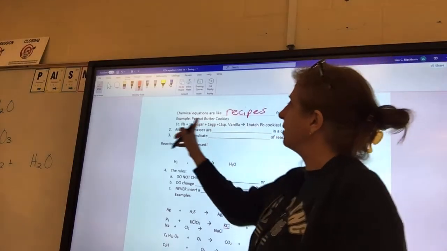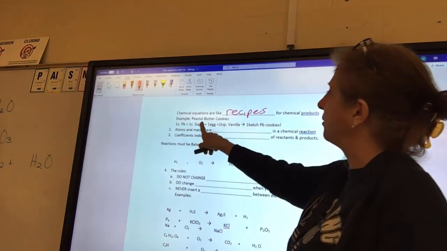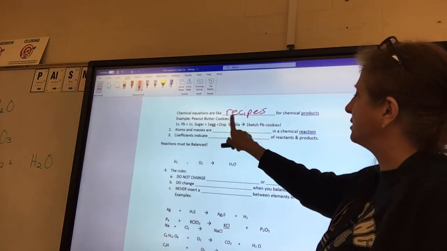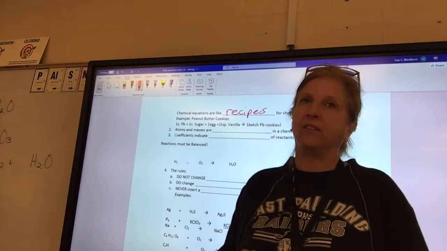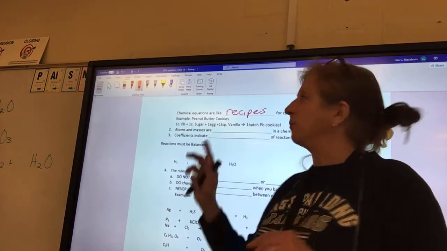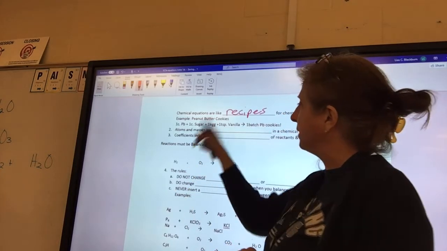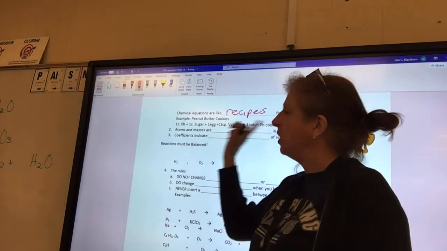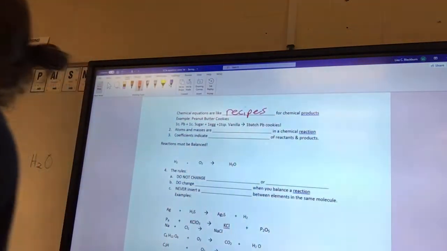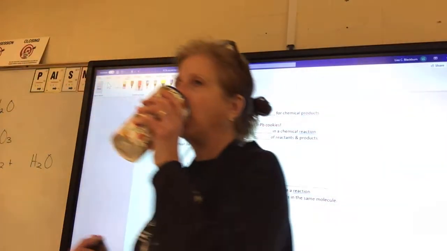Now, what do you notice? My recipe is a cup of peanut butter, a cup of sugar, 1 egg, 1 teaspoon of vanilla, 1 batch of peanut butter cookies. So that's what you put in, that's what you get out, that's how you write it. I wrote my reaction, my recipe the way we write chemical reactions, which is different than regular recipes. What do you notice unusual about my recipe? What does it not have? Flour.